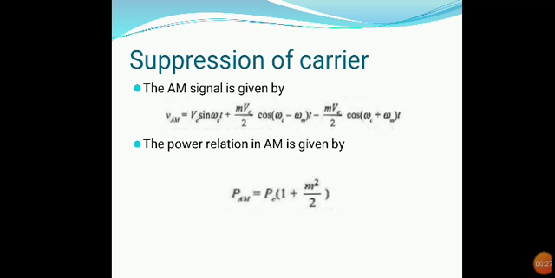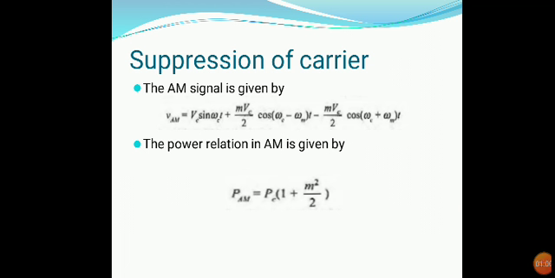VAM is equal to Vc sin omega Ct plus MVc by 2 cos of (omega C minus omega M)t minus MVc by 2 cos of (omega C plus omega M)t. This equation we have seen last time. In this equation the first term is carrier and the second and third terms are the sidebands.